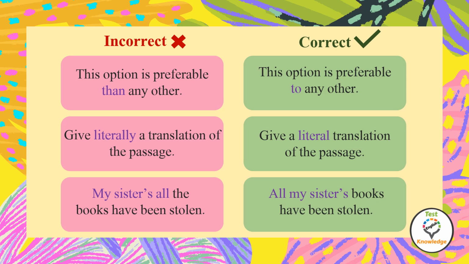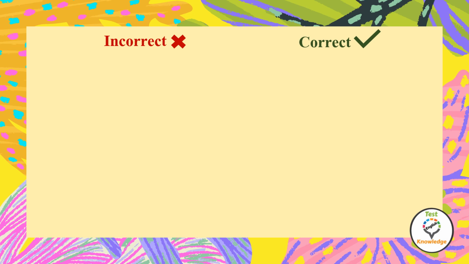My sister's all the books have been stolen. All my sister's books have been stolen. We're talking about my sister's books. We're talking about all of her books. We're not talking about all my sister. So we have to use "all" before the words that we're describing. All my sister's books, not all of my sister.